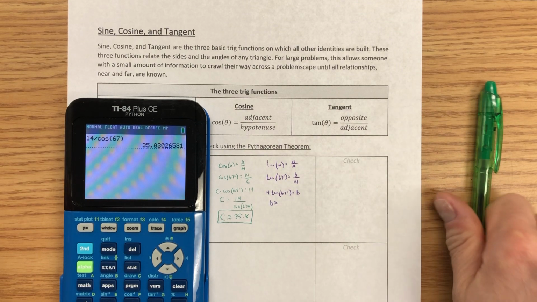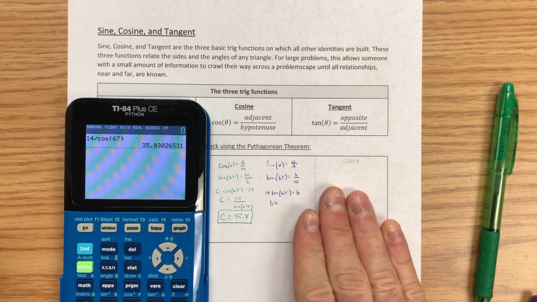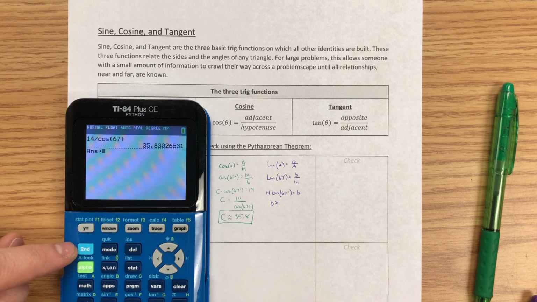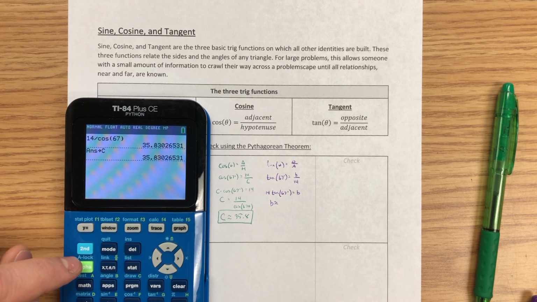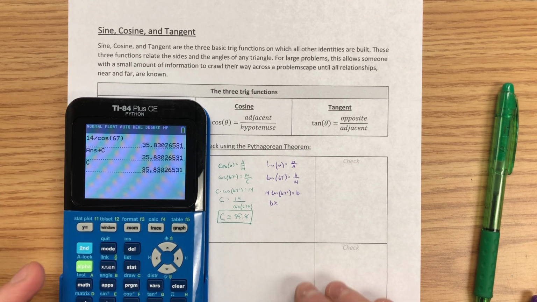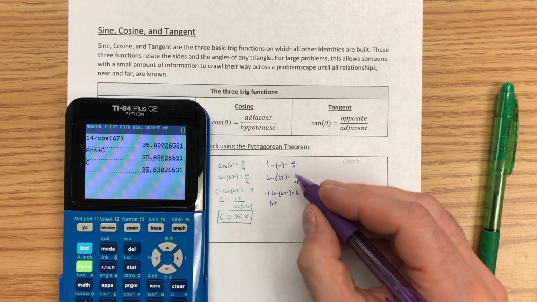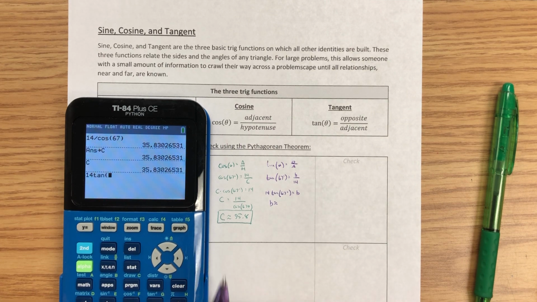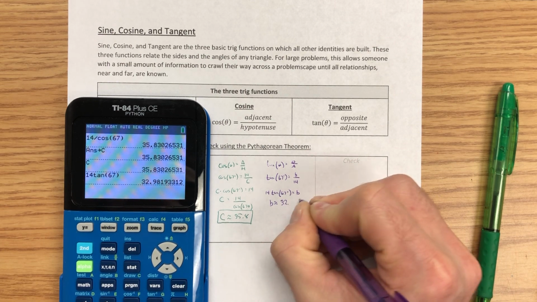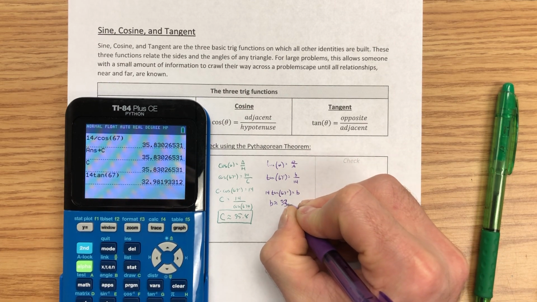It's a length 35.8. Now, when I check it using the Pythagorean theorem, I want to keep that value. So I'm going to store this value as alpha C. So that way if I type in the letter C into my calculator, boom, it comes up. Do the same thing right here. 14 times the tangent of 67, mode is still in degrees, is going to be 32.98, so that's going to be roughly 33.0.